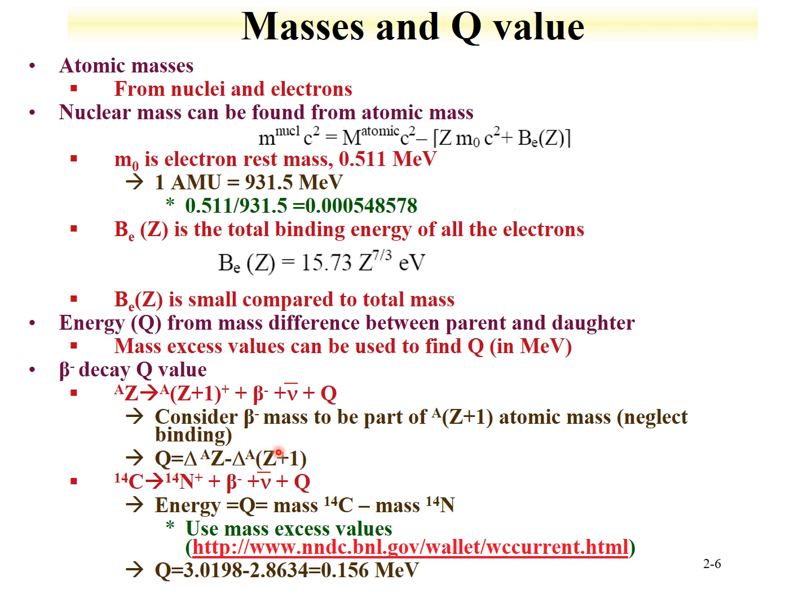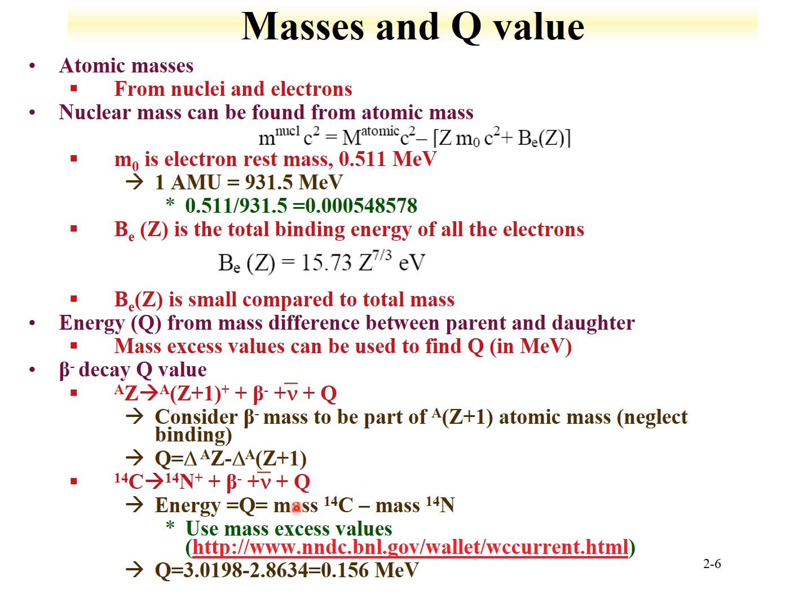So the Q value is equal to the mass excess of the parent minus the mass excess of the daughter. An example of this, we could calculate the Q value for the beta decay of carbon-14. Carbon-14 decays to nitrogen-14 and a beta particle plus an antineutrino plus Q. Rearrange the equation, solve for Q.